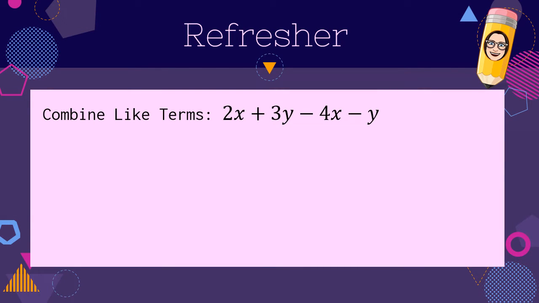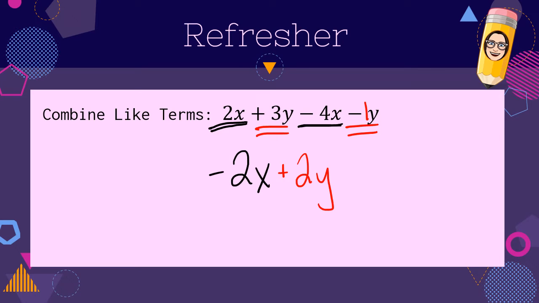So a quick refresher, let's go over what we've been doing for combining like terms. Remember, I like to underline my like terms so that I can include the signs, meaning I have 2x's and I'm subtracting 4x's, so I have negative 2x's. I then have positive 3y, subtract 1y, which is a positive 2y. Make sure you have an addition or subtraction symbol in between every term.